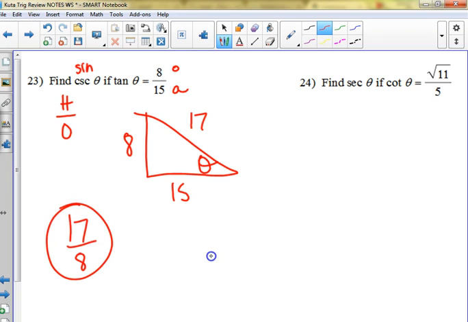That's a lot of steps. And I'm going really fast. But do you think you could go through those steps on your own if you had to? Can I skip this one? Cotangent would be what? I don't know why I drew it like that. Cotangent is adjacent over opposite.